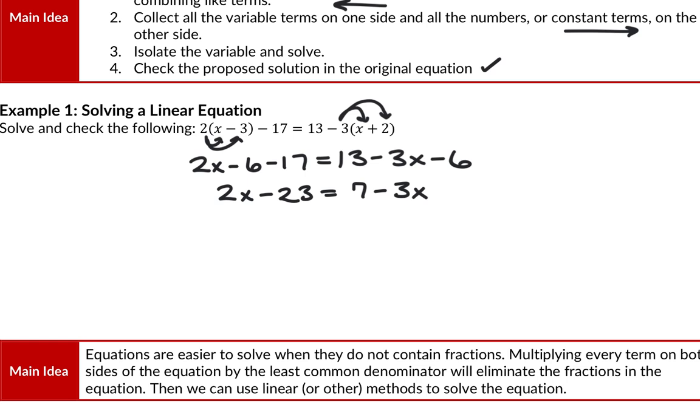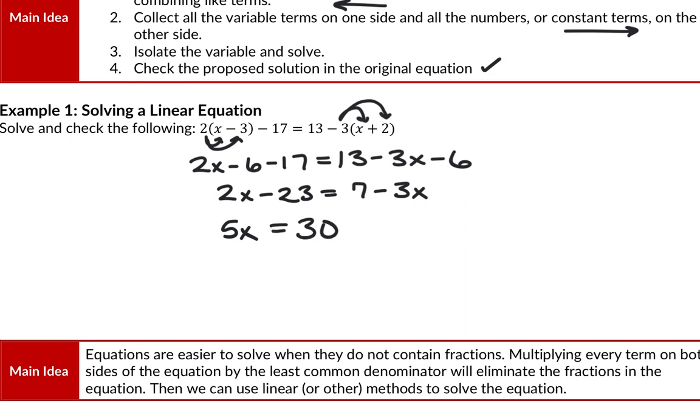We move all of the x terms, all the variable terms, to the left-hand side. Just as a reminder, how do I move this minus 3x to the other side? Plus 3x, which means this becomes 5x. And how do I move -23 to the right-hand side? Plus 23 again, so 7 plus 23, that's 30.